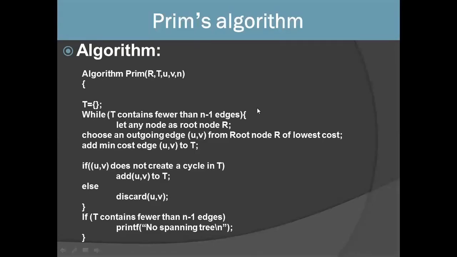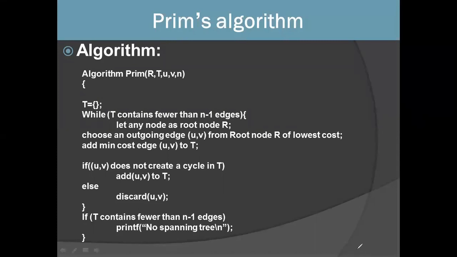Here the algorithm takes R, T, E, V, N as input: R means root, T the tree, E edges and N the number of vertices. Initially the tree T is empty, it does not contain any edges. First we have to select the root with the minimum cost edge u and v.